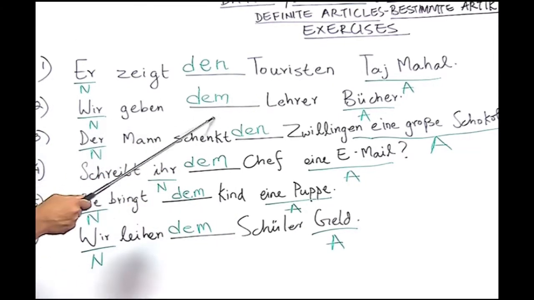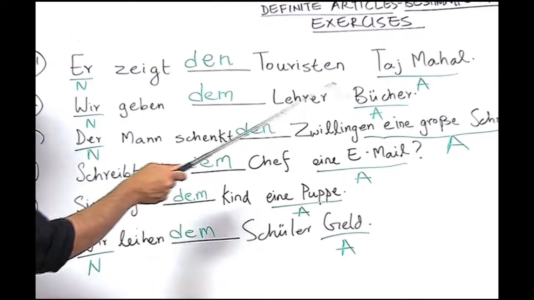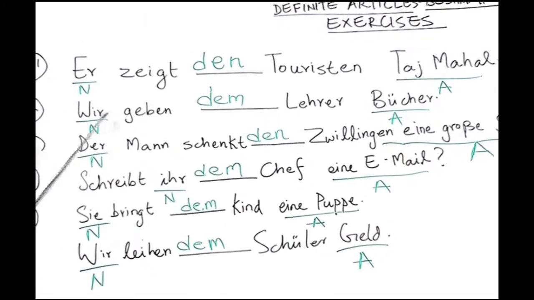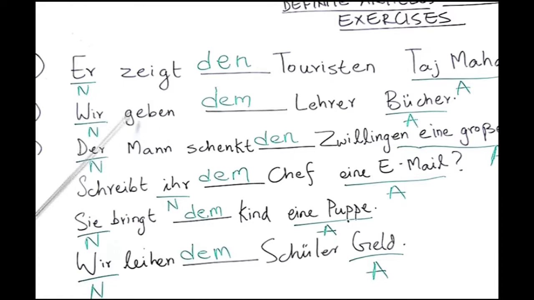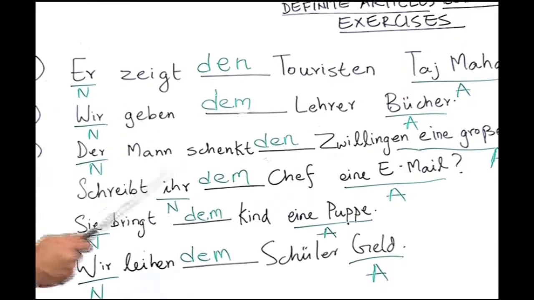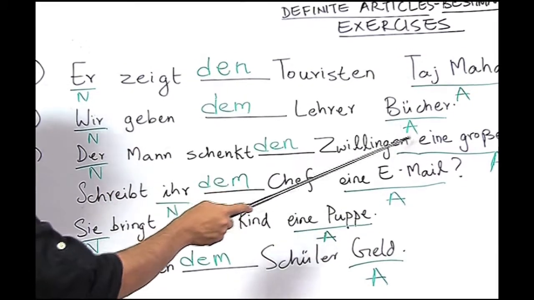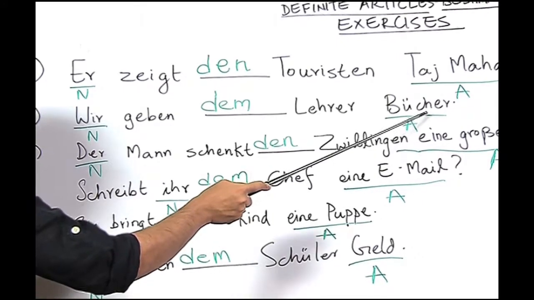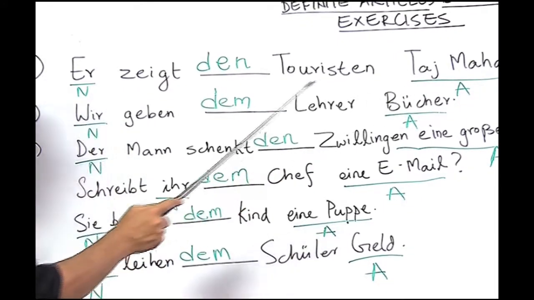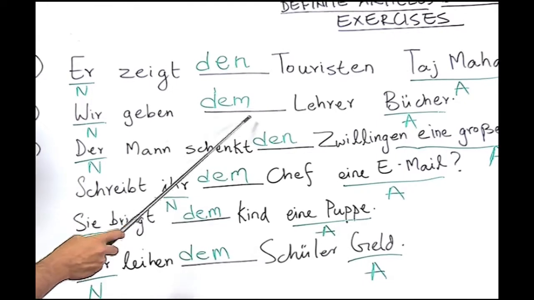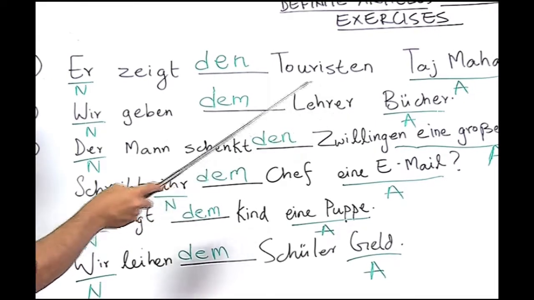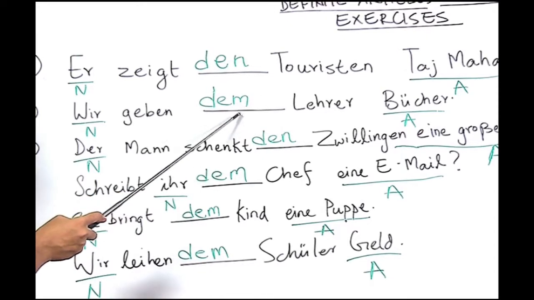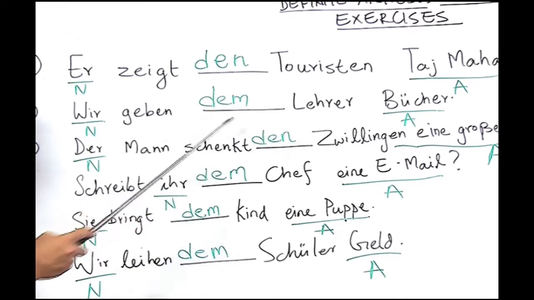Wir geben dem Lehrer Bücher. Now, in this sentence, we have the nominative, the pronoun wir. Now, wir geben. Now, the question comes, we give what, and that what is accusative here, which is Bücher, and to whom do we give? That is Lehrer. You know, the article of Lehrer is der Lehrer, and there Lehrer becomes in dative dem Lehrer.